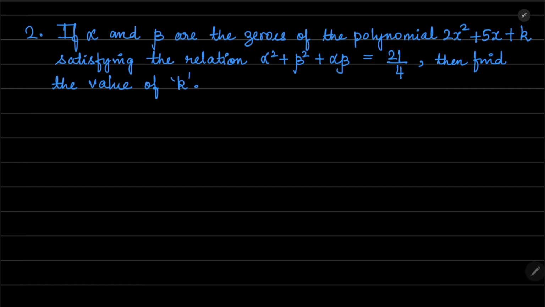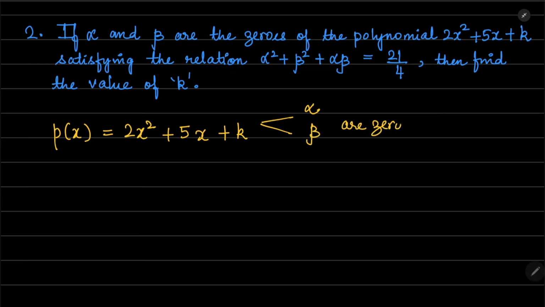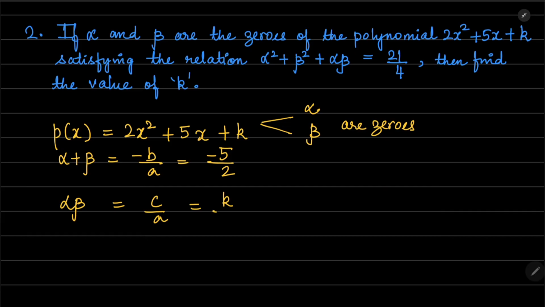The minute you are given alpha and beta are the zeros, immediately let's write, let p of x be the given polynomial, so 2x square plus 5x plus k. You are given alpha and beta are the zeros. So calculate alpha plus beta is equal to minus b by a, so this is nothing but minus 5 by 2. And what is alpha beta? c by a, which is nothing but k by 2. Correct?